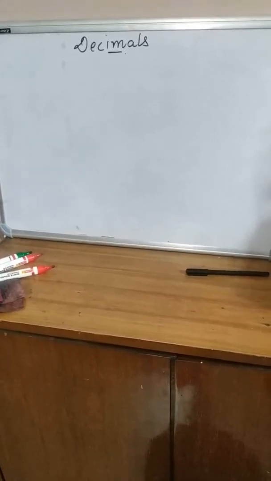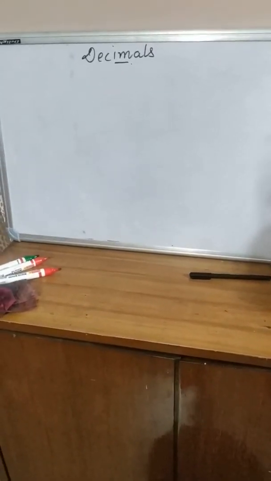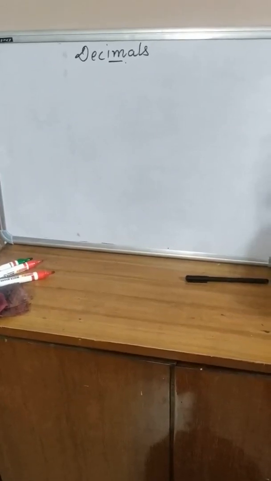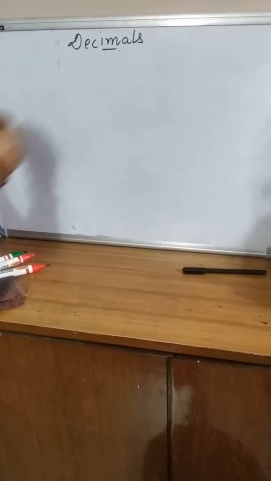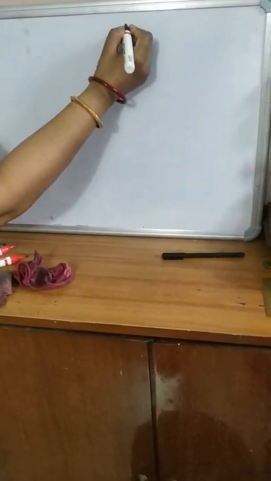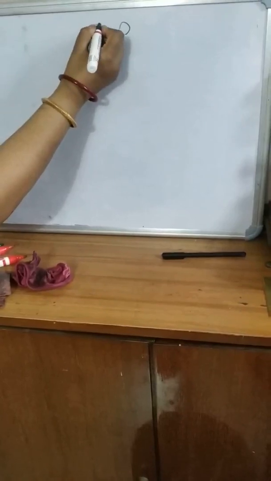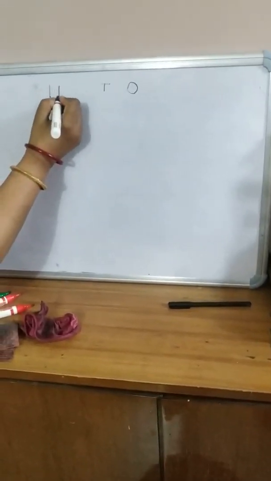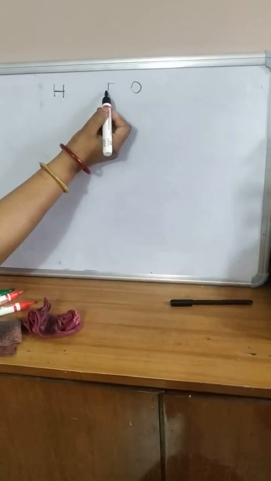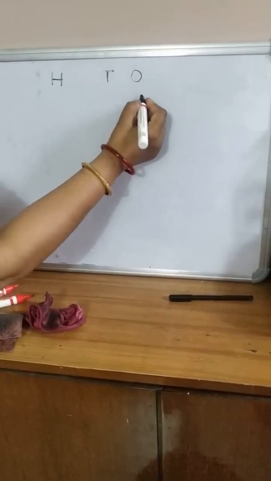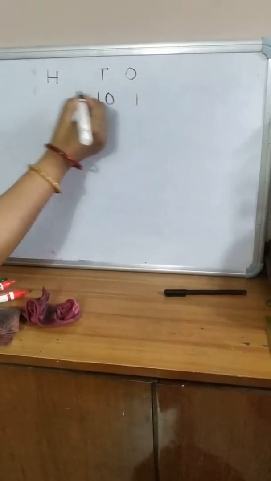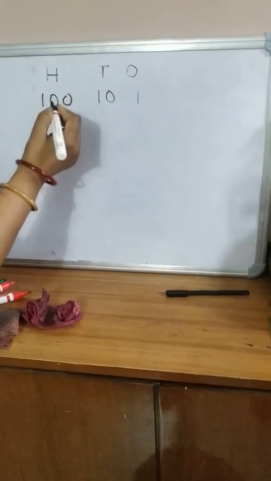So, children, today I am going to give you the introduction of decimals. Here, in the case of decimals, let us start with an example. For example, ones, tens. This is the ones place, this is the tens place, and this is the hundred place.